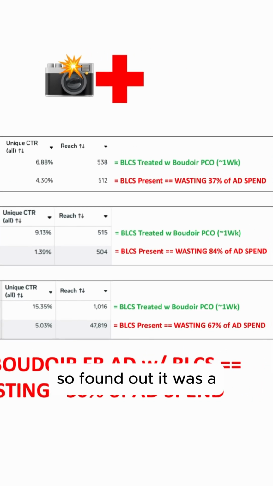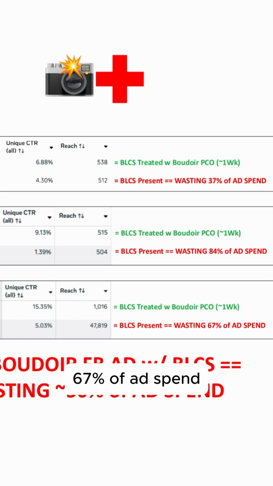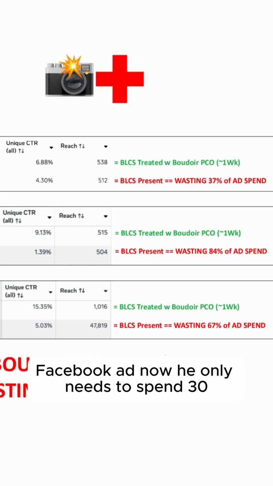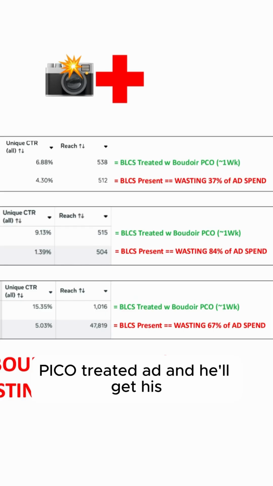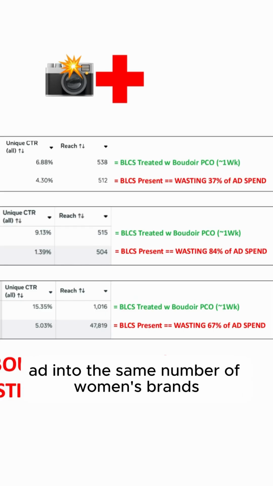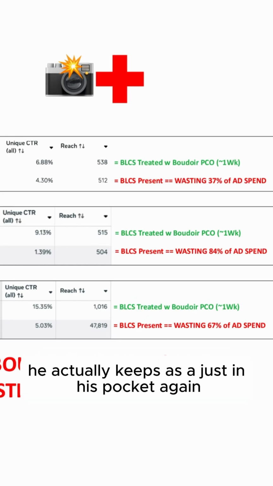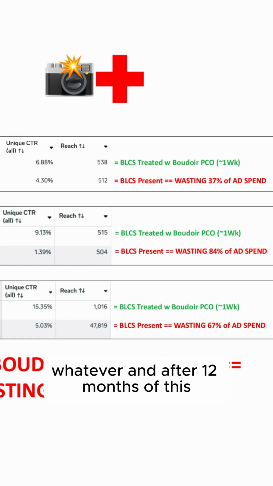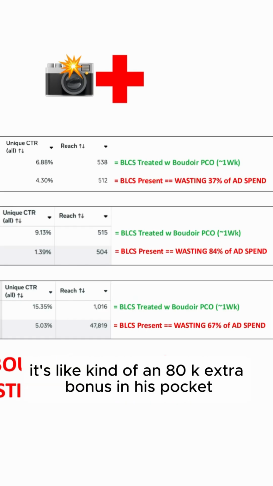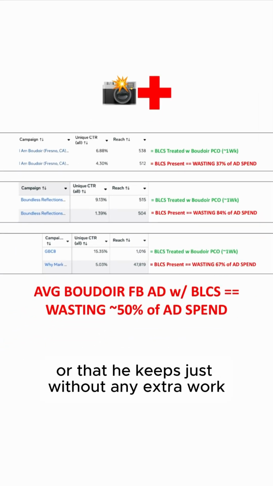So we found out the original Boudoir Facebook ad was wasting 67% of ad spend. If he was spending 10 grand a month on the original Boudoir Facebook ad, now he only needs to spend 3,300 bucks a month on the new Boudoir Pico treated ad, and he'll get his ad into the same number of women's brains. And that 6,700 bucks a month delta, that difference, he keeps in his pocket. Again, another phantom profit, Boudoir Pico profit, whatever. After 12 months of this, it's like an 80K extra bonus in his pocket that he no longer has to pay for, or that he keeps without any extra work.